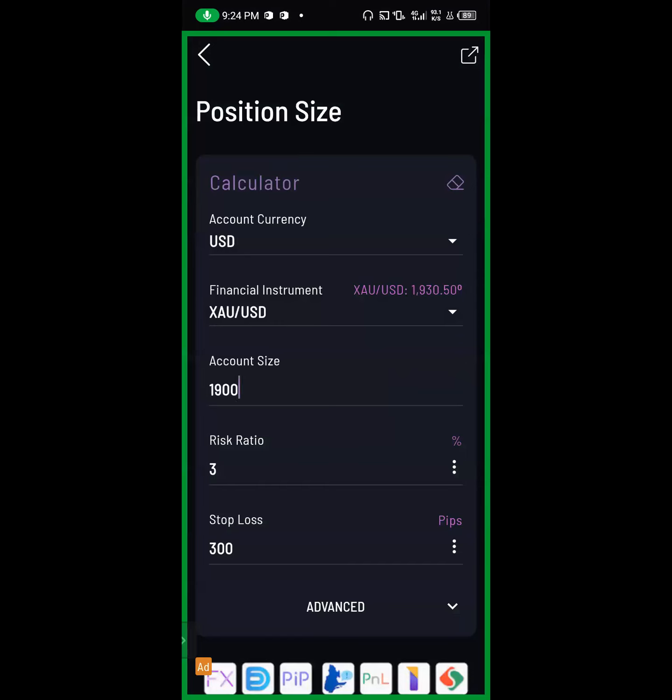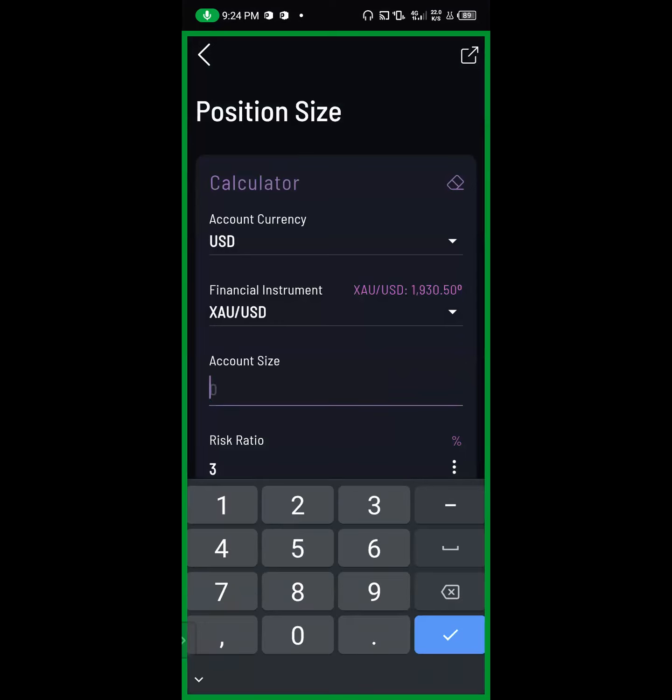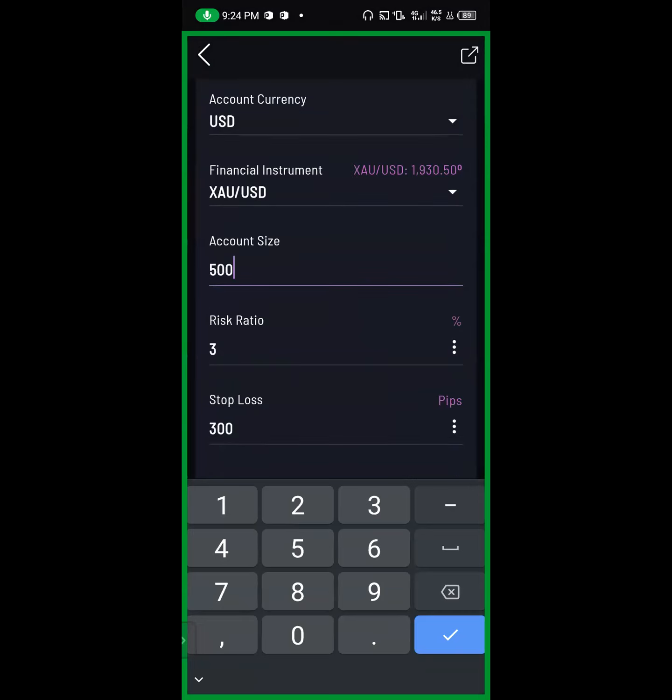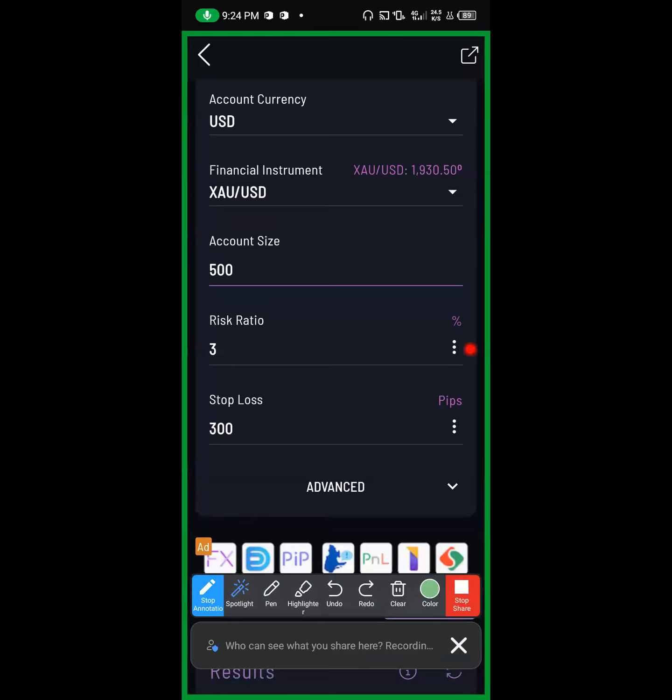So let's say your account size is $500. You don't want to risk more than 3% of your account size, which means you don't want to risk more than 3% of this $500. Before you move on, I want you to know something so you understand it clearly. There are two options at this part. We call it risk ratio. For those of us who did mathematics in school, which everybody did, you know ratio, of course. It's like we are comparing one thing to another.